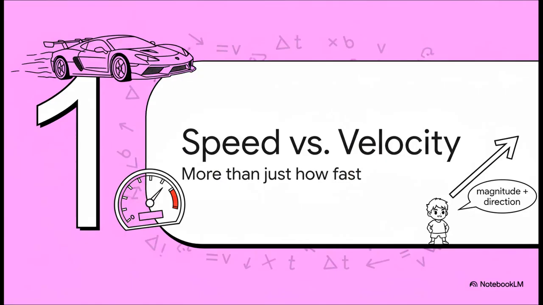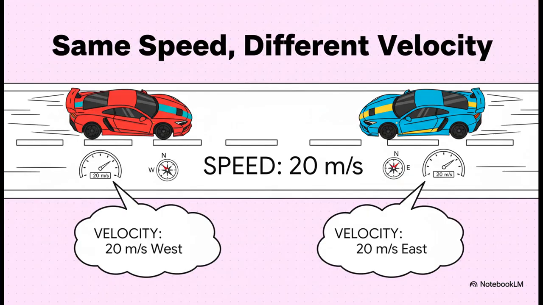Right, first things first, speed versus velocity. Now this is a classic exam question. It's designed to see if you're really paying attention to the small details. And while the difference seems subtle, it is absolutely crucial. So what is that big difference? Well, it all just boils down to one word, direction.